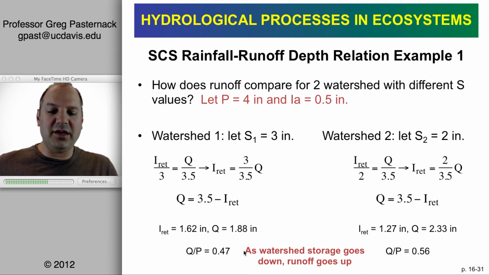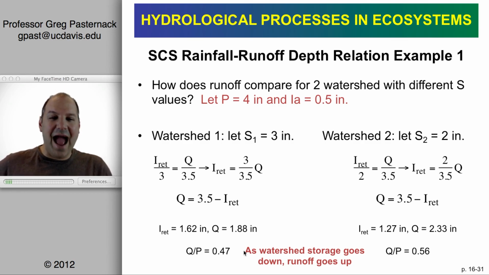the net, the fraction of the total water that rains down out of the sky that actually runs off is 0.47 or 47%. If we come to watershed 2, we go through the same process. We just put in a 2 instead of a 3, and we find out that we get more runoff. So, the watershed has less soil storage capacity, and as a result of that, you have less water retained in soil, more runoff, and indeed a higher fraction of runoff.